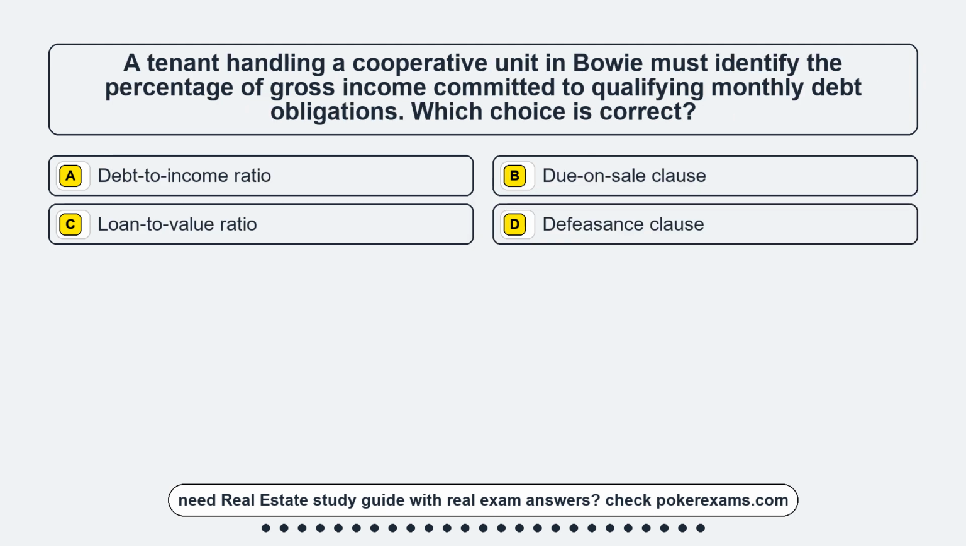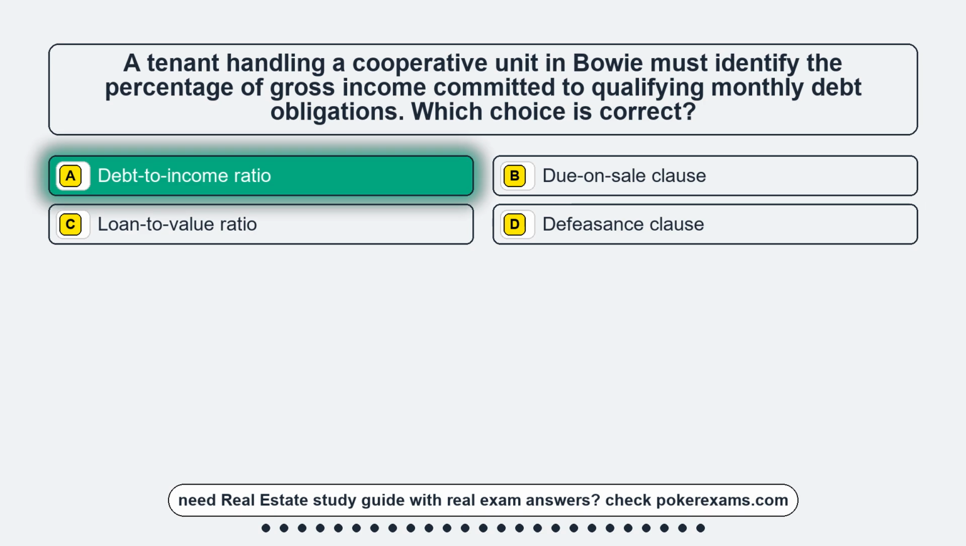Question 21. A tenant handling a cooperative unit in Bowie must identify the percentage of gross income committed to qualifying monthly debt obligations. Which choice is correct? Option A, debt to income ratio. Option B, a due on sale clause. Option C, loan to value ratio. Option D, defeasance clause. The correct answer is option A, debt to income ratio.